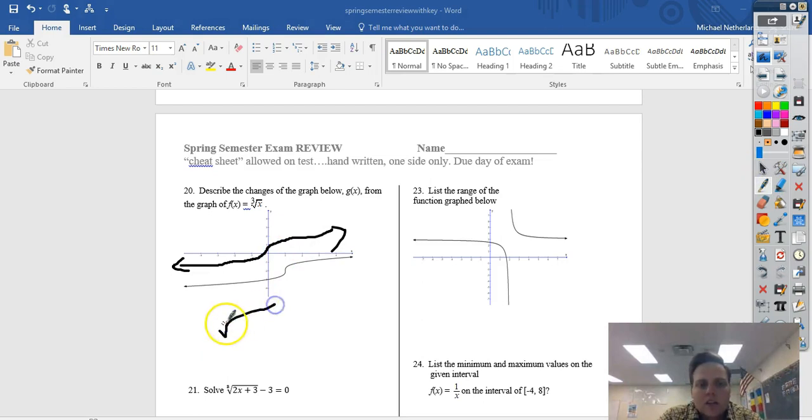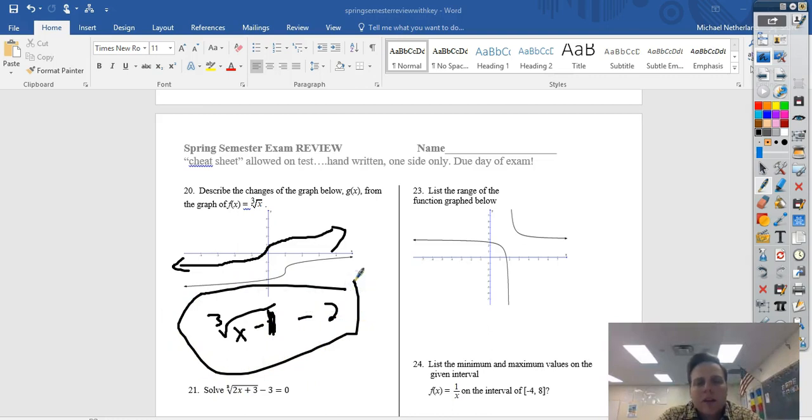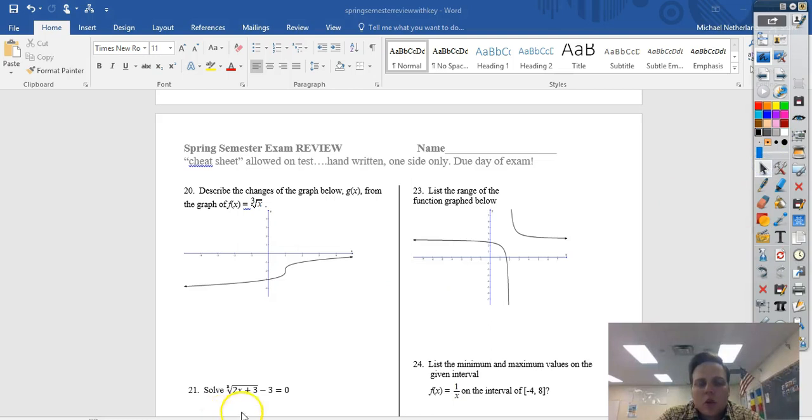So basically I shifted to the right one. How do I show that I shifted to the right one? I do x minus 1. And then how do I say I shifted down 2? This is a minus 1 right here. How do I say I shifted down 2? I put minus 2. And bam. There we go.